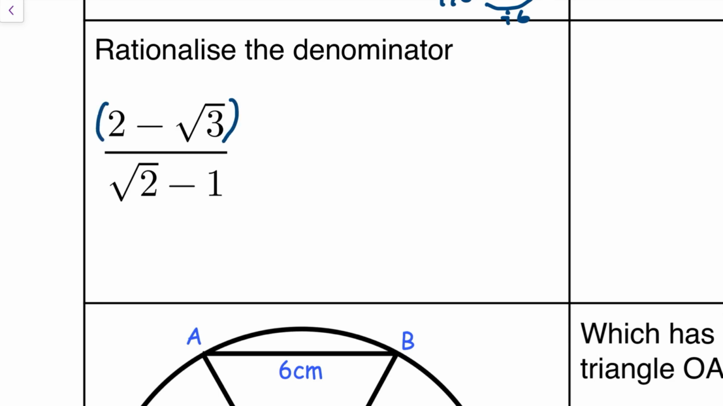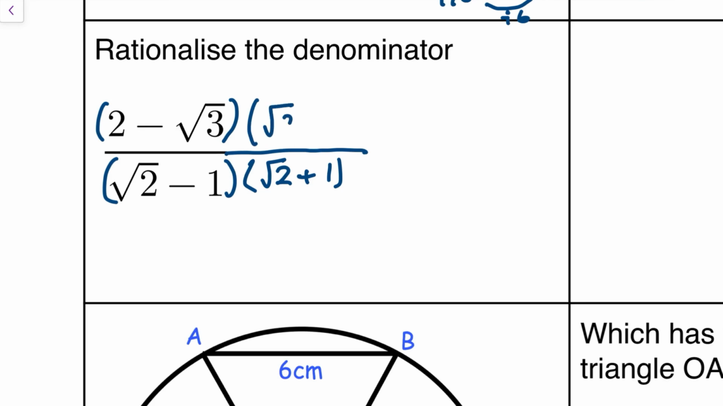So this is just a straightforward technique, isn't it? I'm going to notice the denominator has a root 2 and a plus or a minus. So I'm going to change the minus to a plus. I'm going to multiply the top by that as well. So then I'm effectively multiplying by 1.